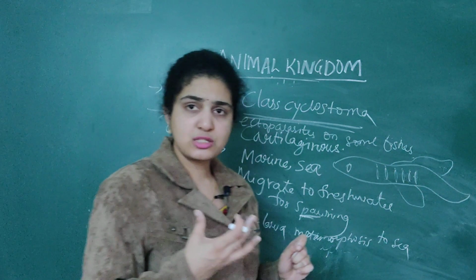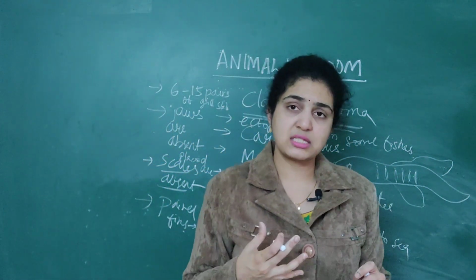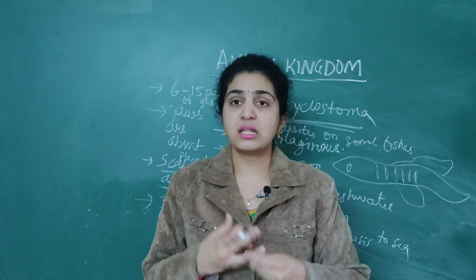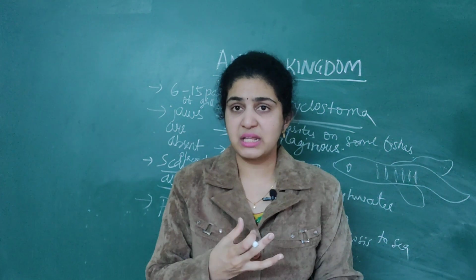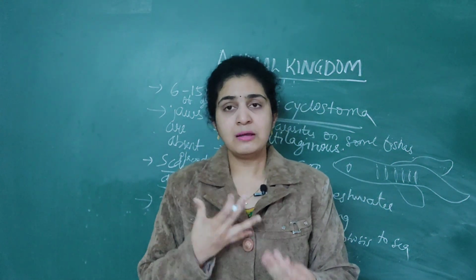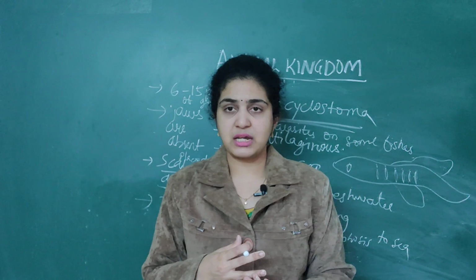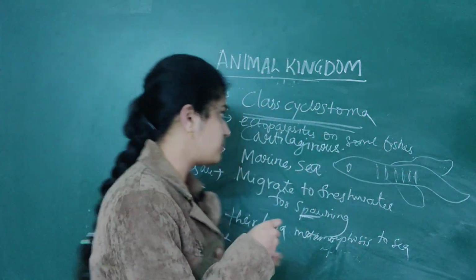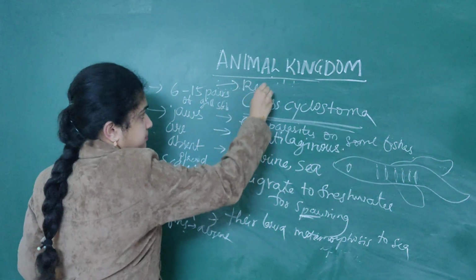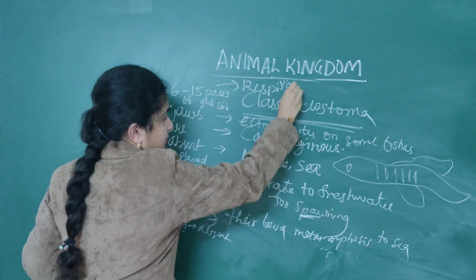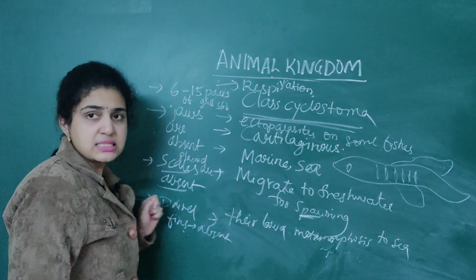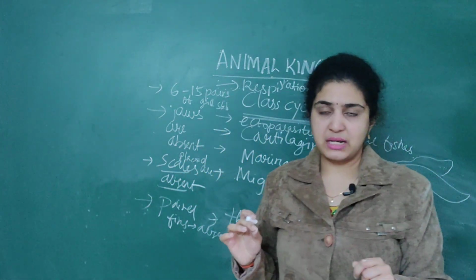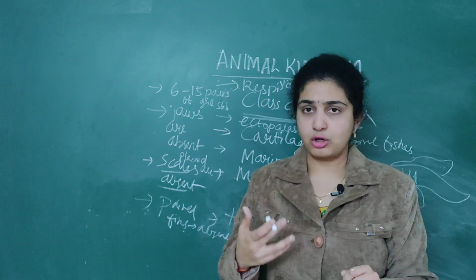What is the use of these 6 to 15 pairs of gill slits present on the pharynx? They are useful for respiration. Normally, gills we see are useful for respiration. Like this, gill slits also have the same function. That is, they are useful for respiration. 6 to 15 pairs of gill slits are present which are useful for respiration.